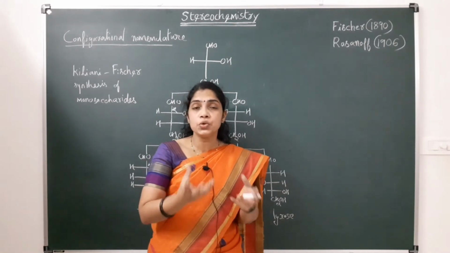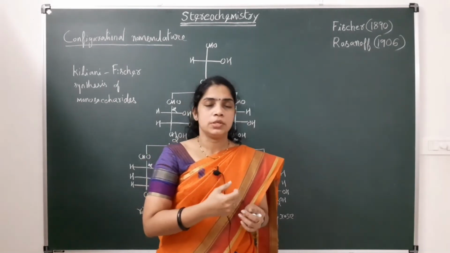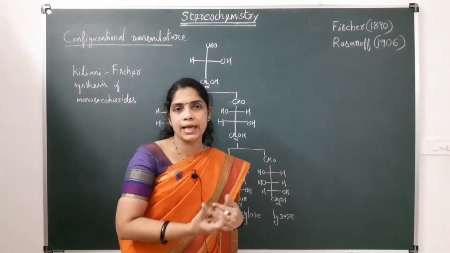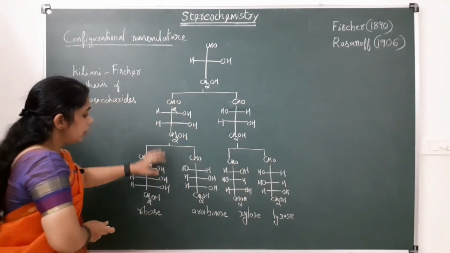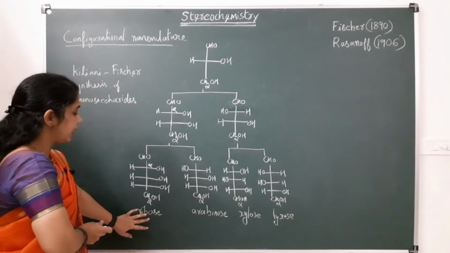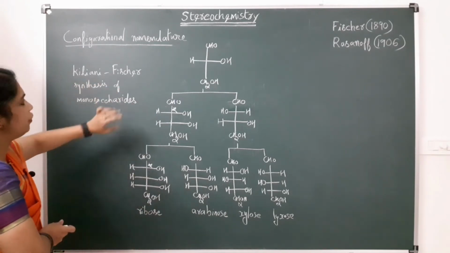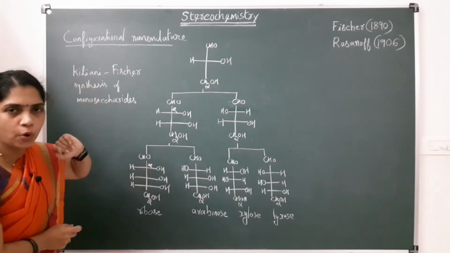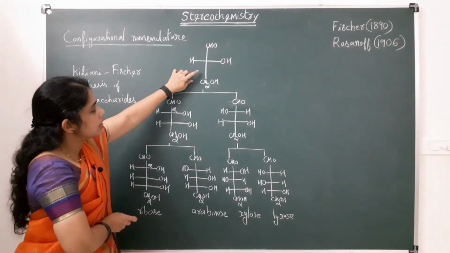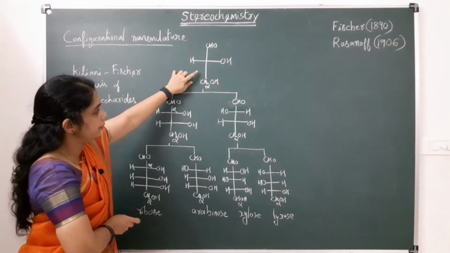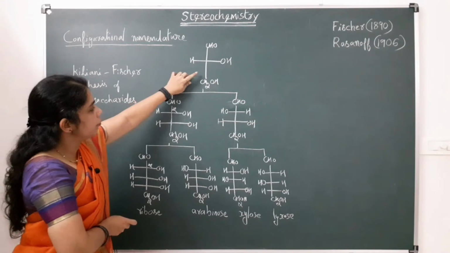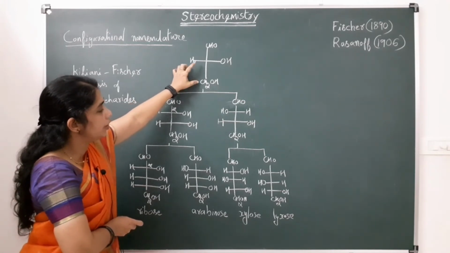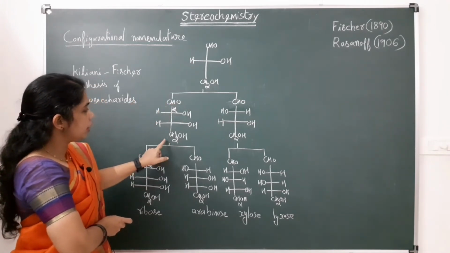It is very much useful in the case of sugar molecules, like in the case of monosaccharides. Look at the synthesis of these monosaccharides. This synthesis is called Kiliani-Fischer synthesis. Kiliani-Fischer synthesis of monosaccharides, and this is D plus glyceraldehyde. From this D plus glyceraldehyde, which is called a triose, can be converted into these two.